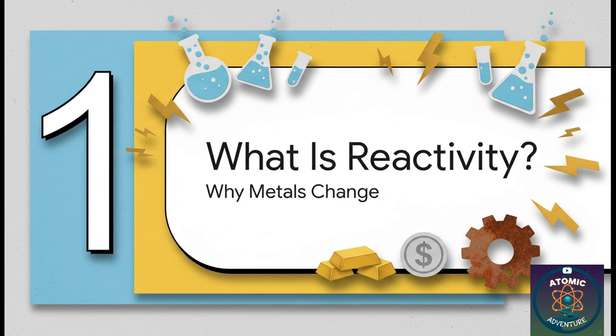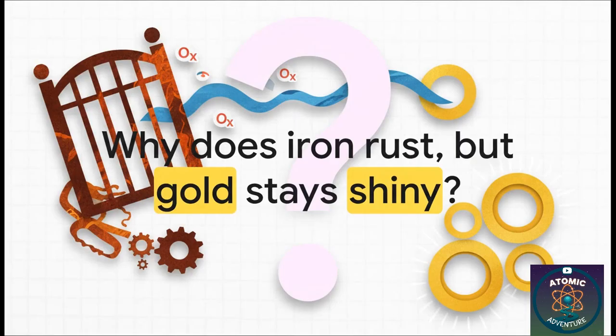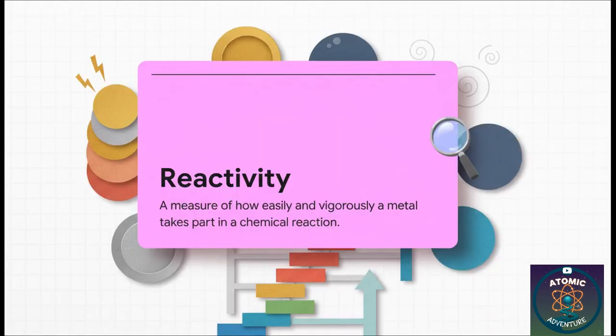First things first, what are we actually talking about when we say a metal is reactive? Let's go right back to that first question. You've got an iron fence that rusts and falls apart, but a gold ring that can last for thousands of years looking perfect. It's not magic, you know. It all comes down to how reactive each of those metals is. So, what is it? Put simply, reactivity is just a way to measure how eager a metal is to get involved in a chemical reaction.